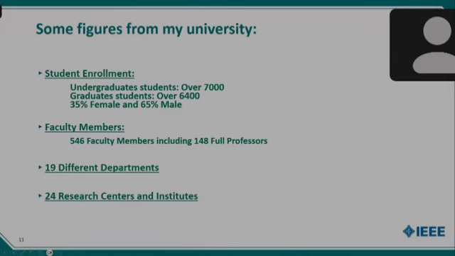You can see we have about 7,000 undergraduate students. Graduate students are about 6,400, and the combination is interesting from a technical point of view. In a technical university, we have 35% female students and 65% male students, and you can see it's interesting. We have so many female students who want to study engineering.